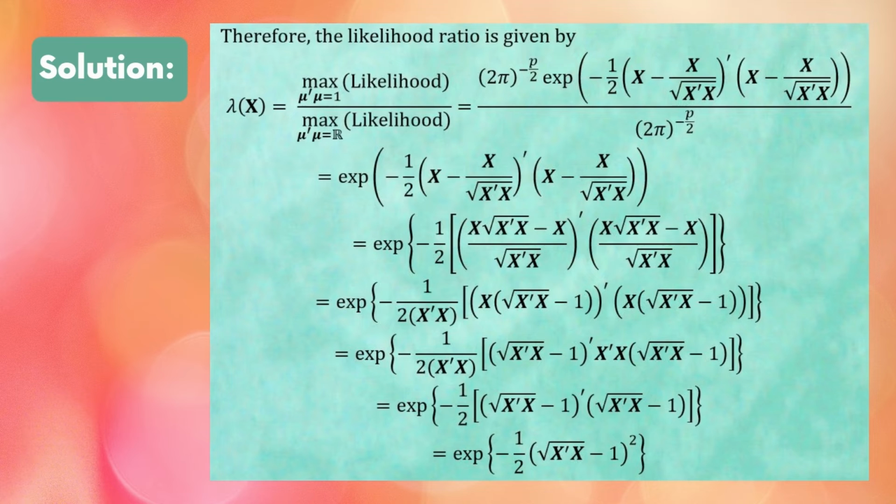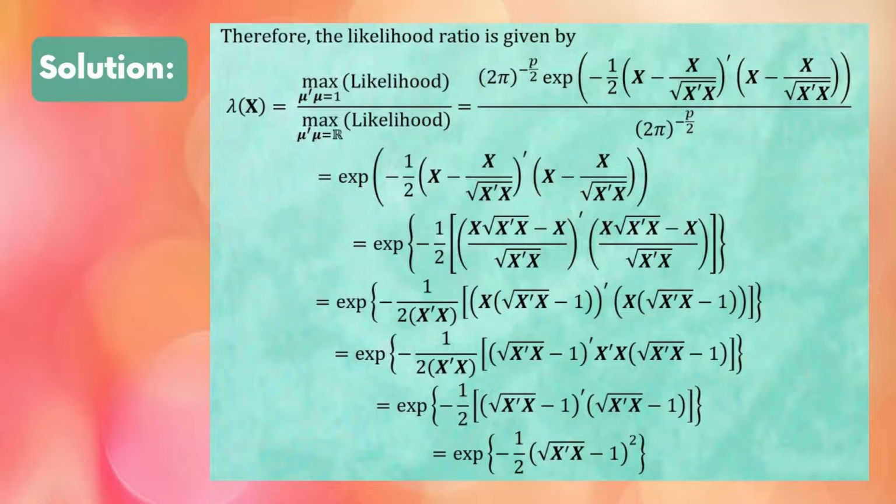So the likelihood ratio is given by 2 pi raised to negative p over 2 exponential of negative 1/2 times the quantity x minus x over square root of x prime x transpose times the quantity x minus x over square root of x prime x, all over 2 pi raised to negative p over 2. Cancel out 2 pi raised to negative p over 2.